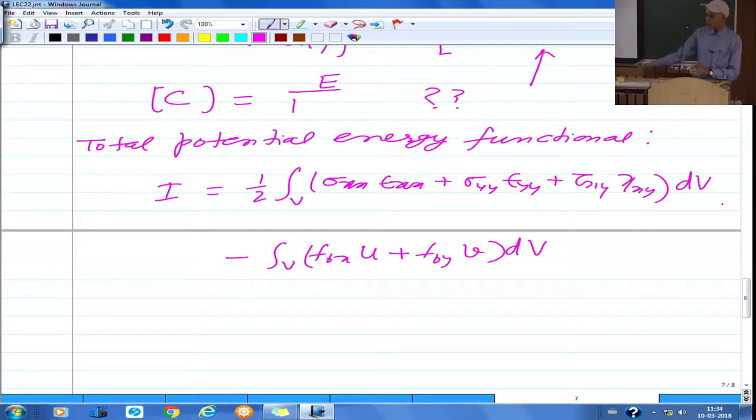So this is the potential of body forces. That means within the body we have force along the x direction and force along the y direction per unit volume. FBx into dV will give you the total force, into u will give you work done, and then minus times of that will give you the potential energy.